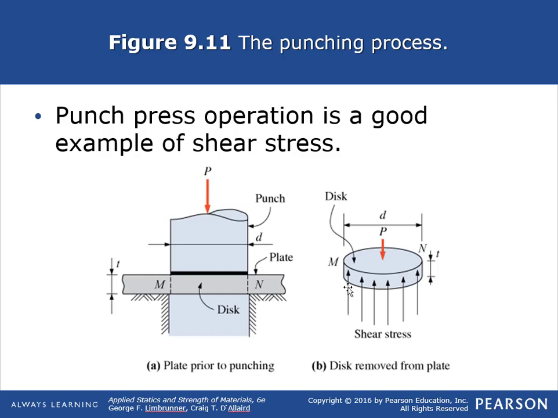So the shear area is essentially the thickness of the plate times the circumference of the disc. You think of it this way: the area around the whole outside of this slug is the shear area. So the shearing stress would be the force P divided by the shear area.